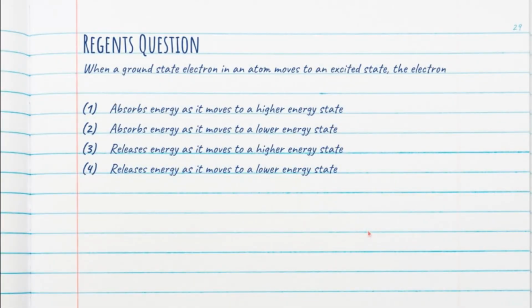When a ground state electron in an atom moves to an excited state, it's going to go from a lower energy state to a higher energy state. By moving to a higher energy state, it must absorb energy, because then when it releases it, it's going to emit the color and go back to a lower energy state.